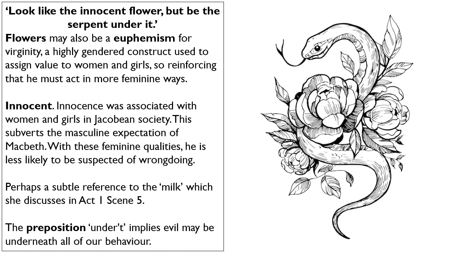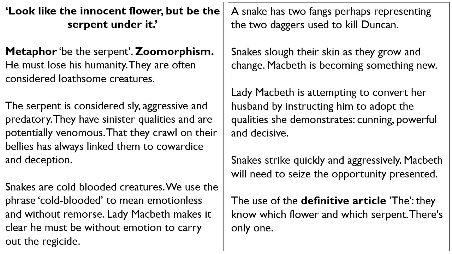The preposition "under it" implies that evil may be underneath many of our behaviours, and to be underneath is to be hidden and to be deceptive, and that's what he needs to be. The second part of the quote is the metaphor then, "be the serpent." Now this is zoomorphism. He's got to lose his humanity. He can't be a person anymore, he has to be a creature. Snakes are considered to be loathsome creatures. They've got a really bad reputation. They're considered to be sly, aggressive and predatory. He's going to have to be all these things, cunning and aggressive and predatory, to do what he needs to do.